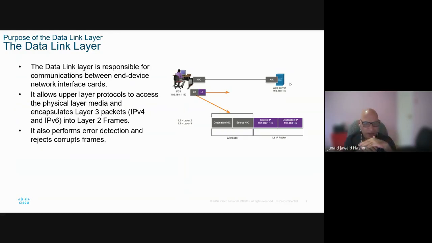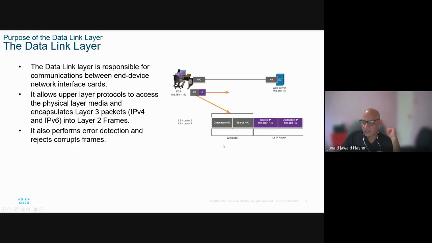And one of the most important things that the data link layer provides is error detection. It also discards corrupt frames, meaning frames that are corrupted or distorted, or frames with problems, because these frames can cause network issues, whether the network is slow or the network is down. Whatever the problem in the network, these frames can be the cause of that problem. So it also performs error detection.